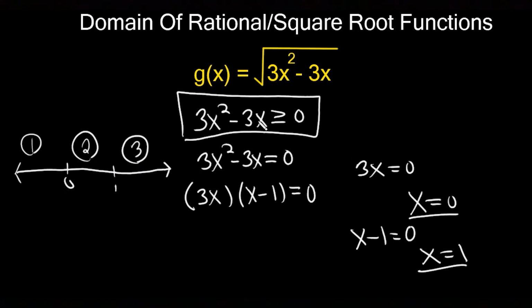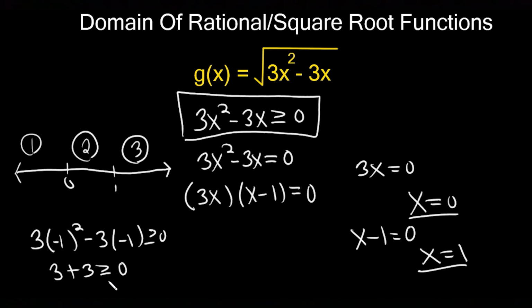So for example, I want to pick to the left of 0. I'll just pick -1. So if I plug a -1 into this original inequality, will it be true or false? Well, let's check. I'm going to do 3 times a -1 squared minus 3 times a -1, and this will be greater than or equal to 0. Well, this ends up being +1 times 3, I get 3. And then the two negatives, when I multiply, make a positive, so I'm left with +3 greater than or equal to 0. So again, that is 6 greater than or equal to 0. That is going to be true. 6 is greater than or equal to 0. So what I'm going to put here is T for true, okay?